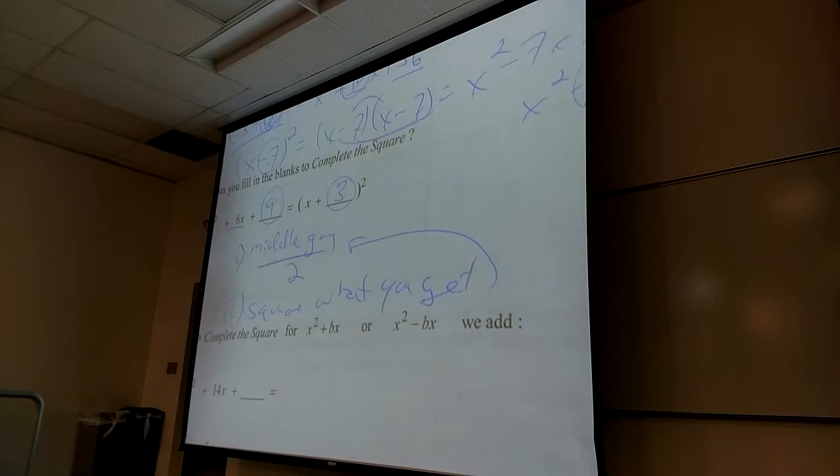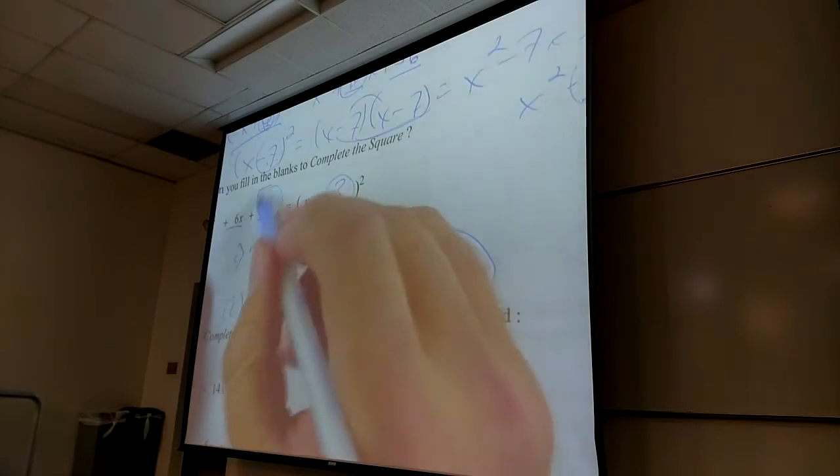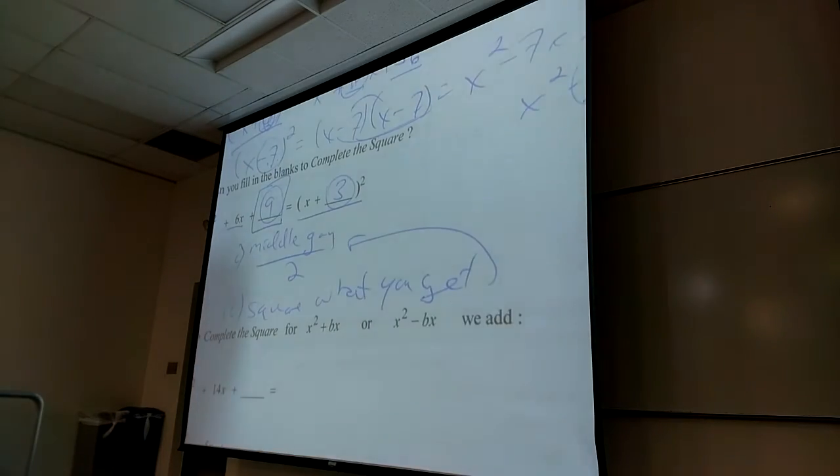Okay. And you can see why this might be called completing the square. I figure out what I have to put here so that it factors as a square.